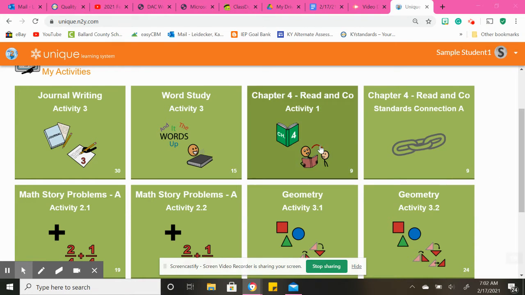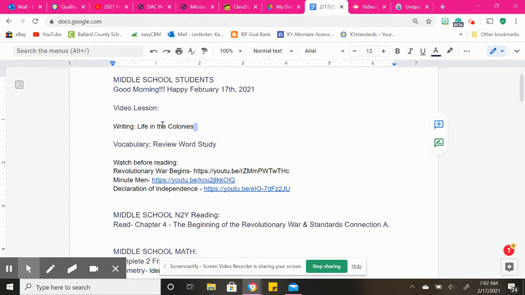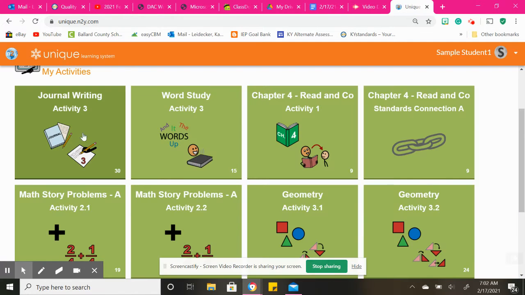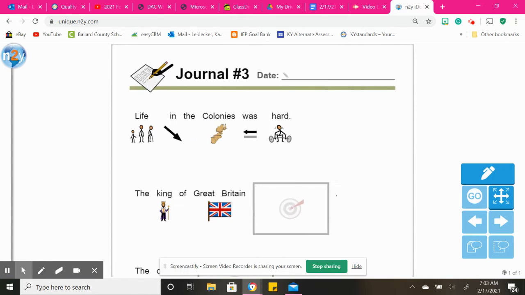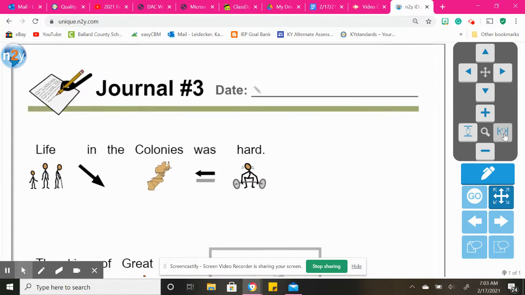We have not as much work as yesterday to do, so I will just share with you that you will be writing about life in the colonies. So in your journal writing, you will complete the life in the colonies.